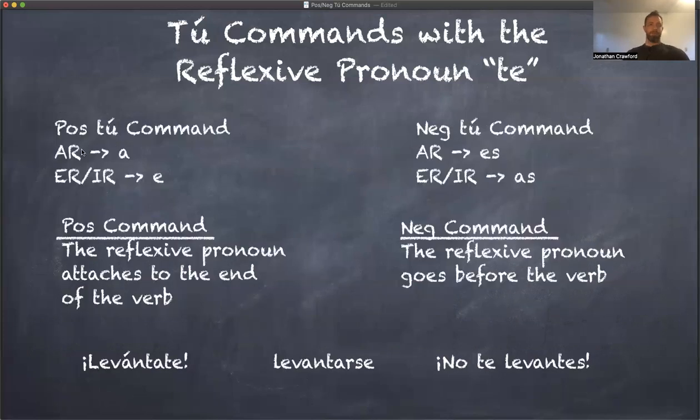So remember that if it's a positive command, the AR goes to an A, and the ER and the IR go to an E. If it's a negative, then the AR goes to an ES, and the ER and the IR go to an AS. Also remember that if it's a positive command, the reflexive pronoun attaches to the end of the verb, whereas the negative commands have the reflexive pronoun going before the verb. So like levantarse is levántate, and the te is attached to the end. And then if it's negative, no te levantes.